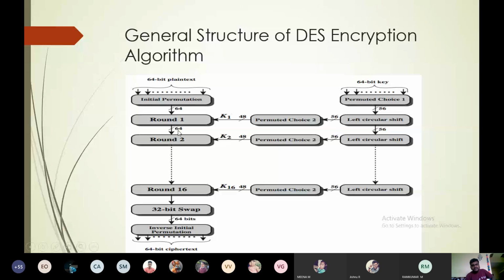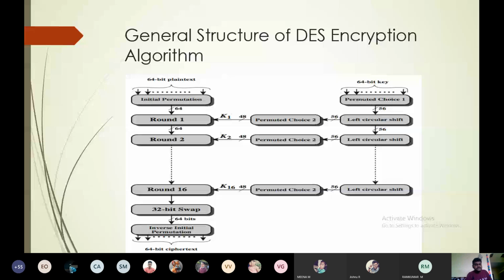The above process will be performed again and again till round 16. After round 16, a bit swap will happen. The 32-bit swap, the same shift. Swap means again the rearrangement of the data. The rearrangement of the data will happen.